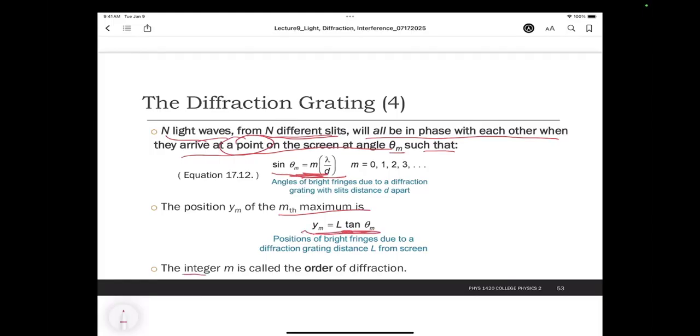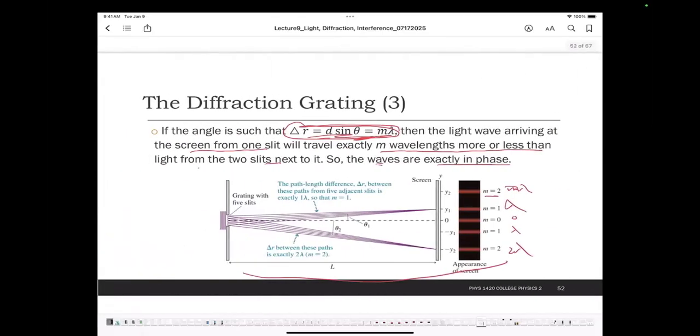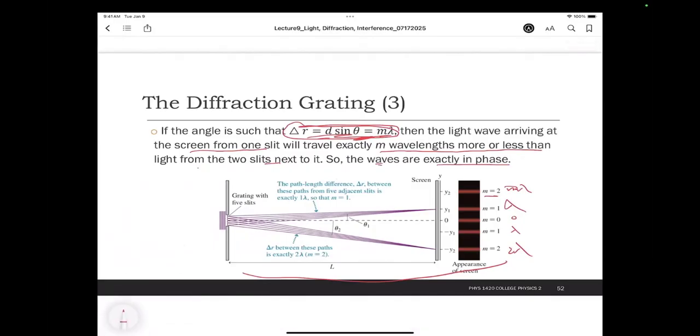Yeah, the integer m is called the order of the diffraction. We can see here, m is the order of the diffraction. But you can see the difference between the double slit and the multi slits.